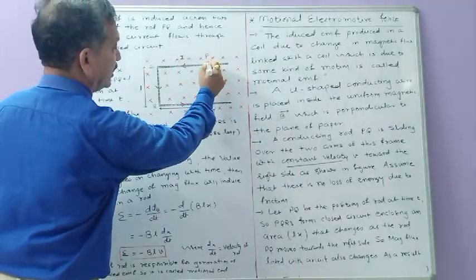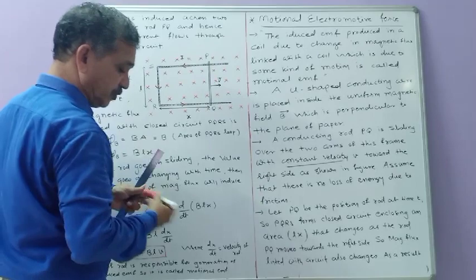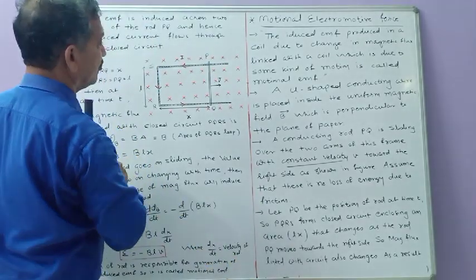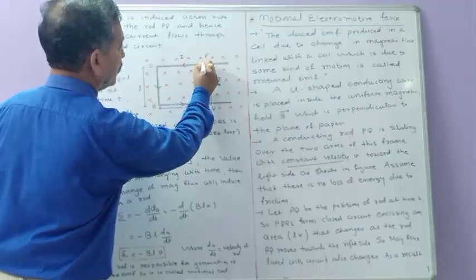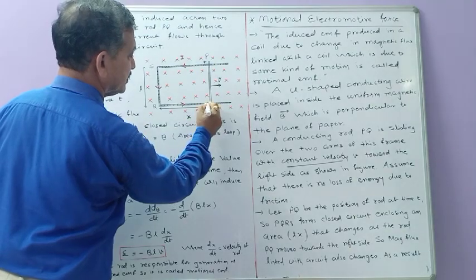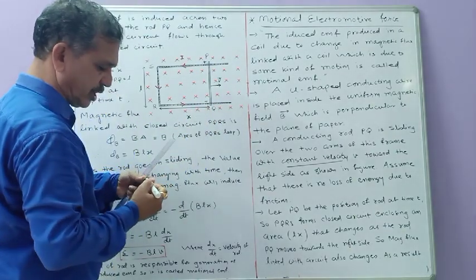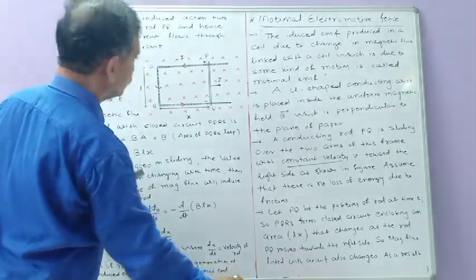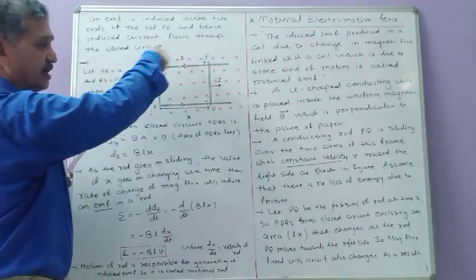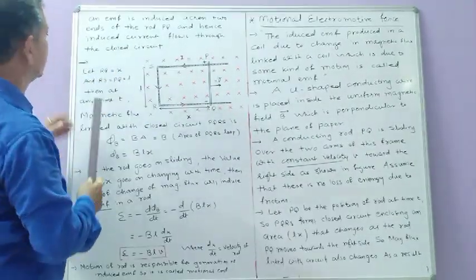I will show later on. This end works as positive, P end works as positive terminal and Q end works as negative terminal. That we will see later on. How is it possible? So the current will flow in this anti-clockwise direction in such a circuit.